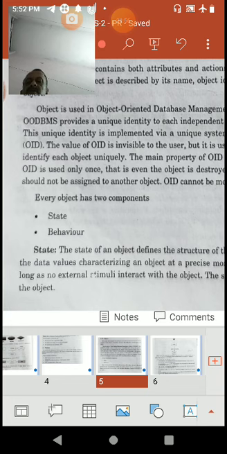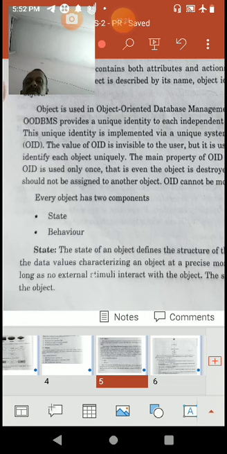Next one, relational based tables. DBMS allows entities and relations among them to form tables. A user can understand the architecture of a database just by looking at the table names.